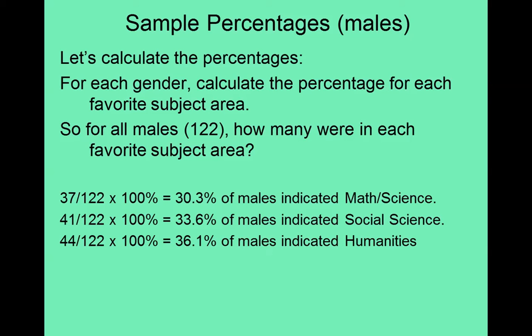Let's calculate the sample percentages. The question will be stated as follows. For each gender, calculate the percentage for each favorite subject area. So we'll start with males. For all the males, the 122, how many were in each favorite subject area? And then make that a percentage. So 37 divided by 122 times 100 is 30.3% of males indicated math or science as their favorite subject. 41 divided by 122 is 33.6% who indicated social science, and 44 divided by 122 times 100 is 36.1% who indicated humanities.